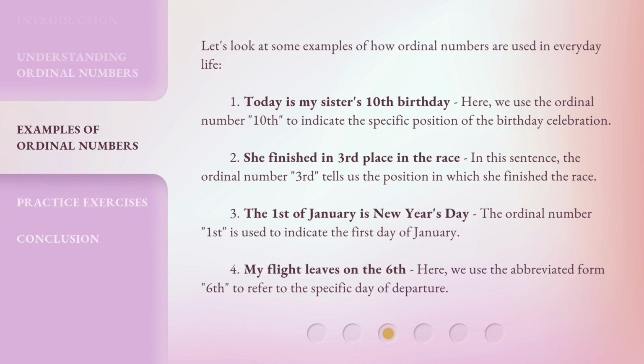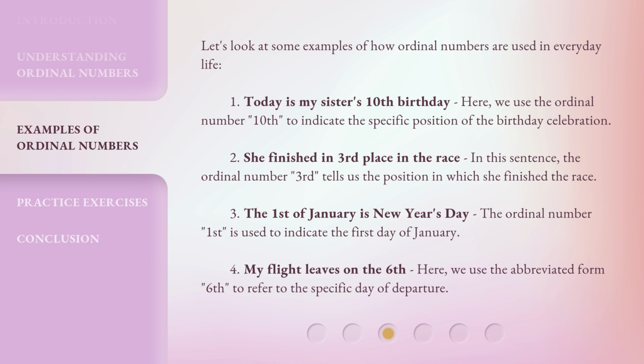Let's look at some examples of how ordinal numbers are used in everyday life. 1. Today is my sister's 10th birthday. Here, we use the ordinal number, 10th, to indicate the specific position of the birthday celebration. 2. She finished in third place in the race. In this sentence, the ordinal number, third, tells us the position in which she finished the race.